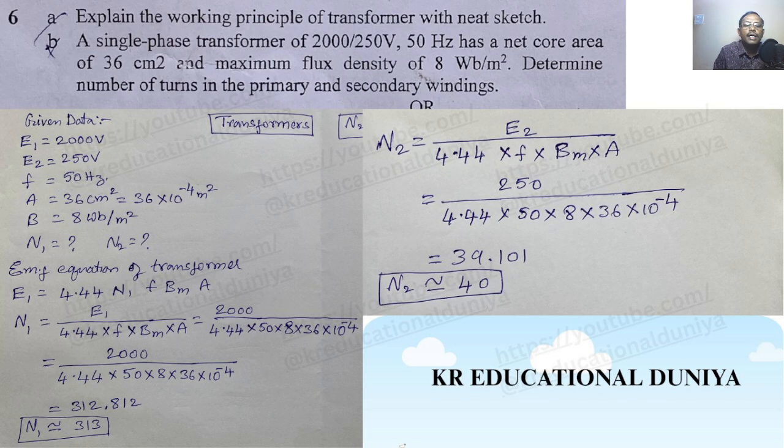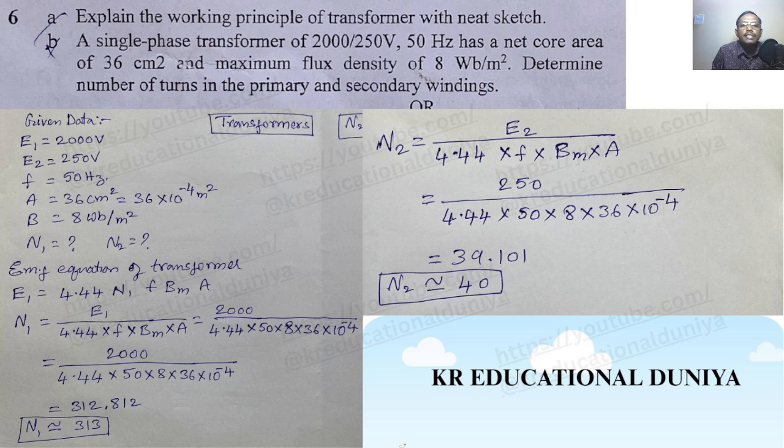And coming to the next question, 6B is a problem. Okay, this comes under transformers unit. A single phase transformer of 2000 volts by 250 volts. Here if they give 2000 by 250, that means E1 is 2000 volts and E2 is 250 volts, primary and secondary, and frequency is 50 Hz, has the net core area A, they have given, net core area is 36 centimeters square.